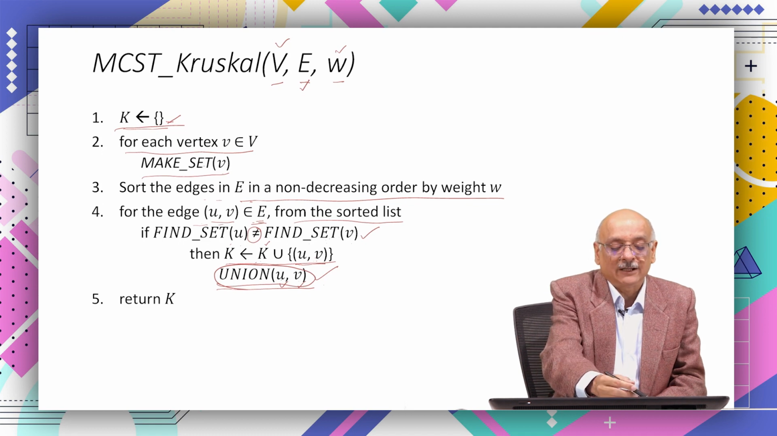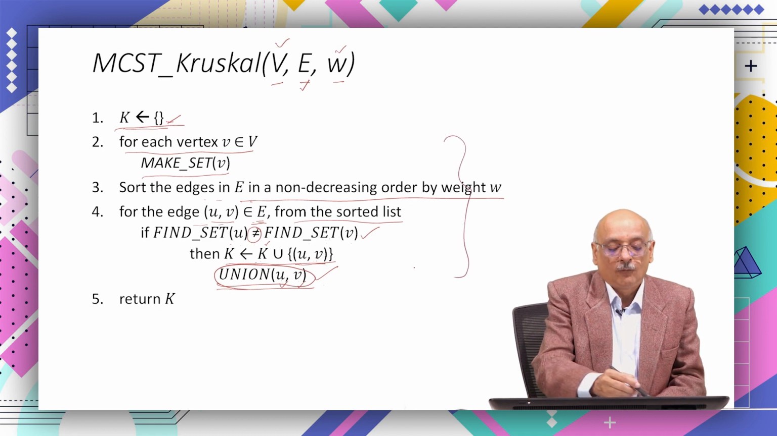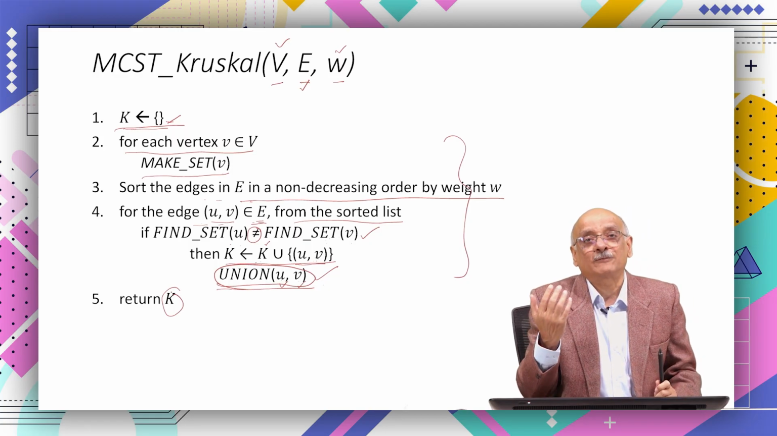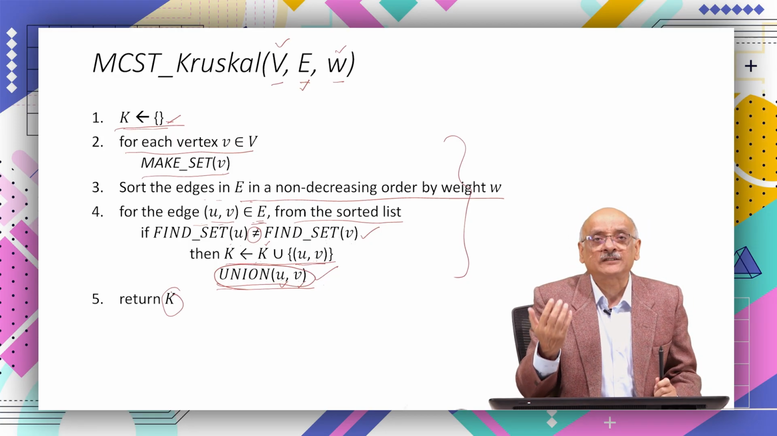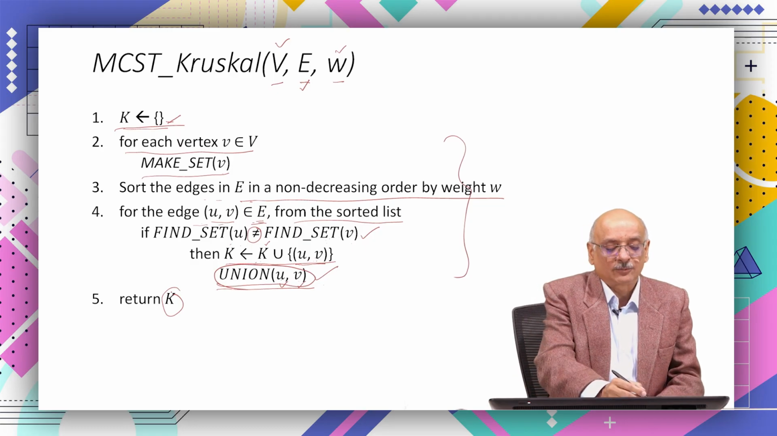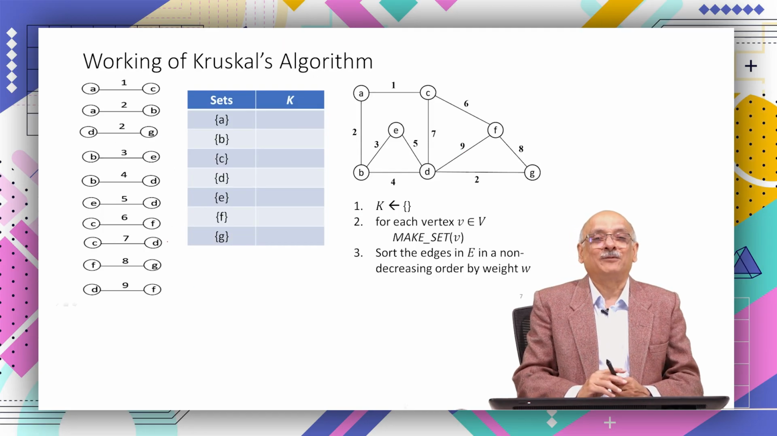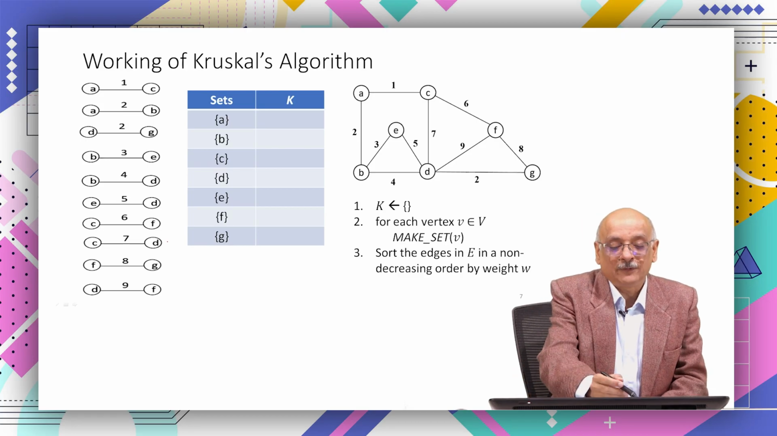And finally, when all this process is over, what we get in K is the set of all edges which forms the minimum cost spanning tree. So that is what will be returned in this particular algorithm. So let us do an example of this particular situation.